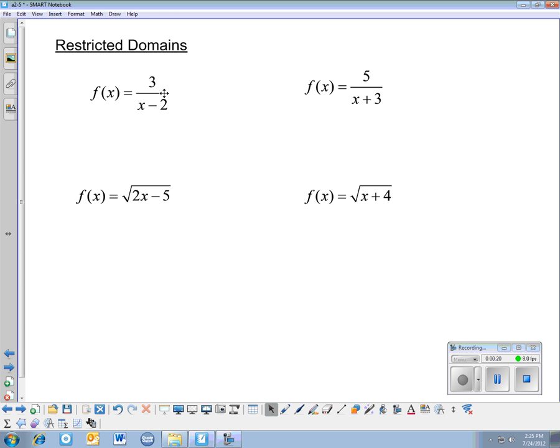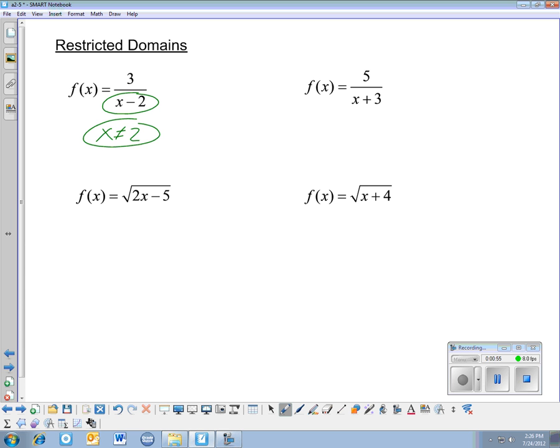So for our first fraction, we see that it is x minus 2 in the denominator. And so that means that x cannot be positive 2. Because if x were positive 2, we'd end up with 3 over 0, which is undefined, and we cannot have that. So in this case, as is usually the case with fractions, it's easier to say what x can't be than what x can be, because x can be every number except positive 2.